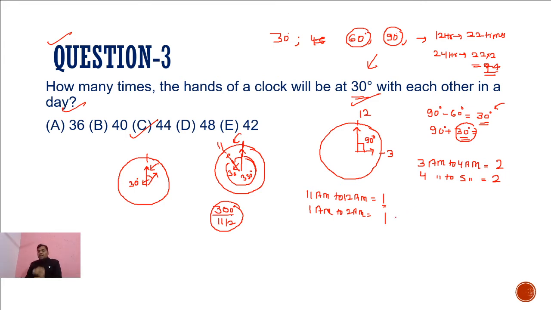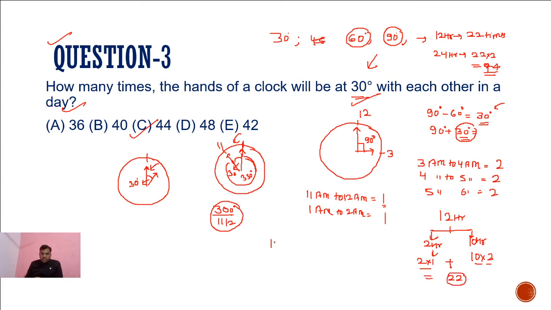For every other 1 hour period, this angle will be made twice. For example, for 4 to 5, 5 to 6, and so on, this angle will be made two times. So in a 12 hour period, there are two such hours where the angle is made only once, and there are 10 hours where the angle is made twice. The total number of times this angle will be made will be 22.